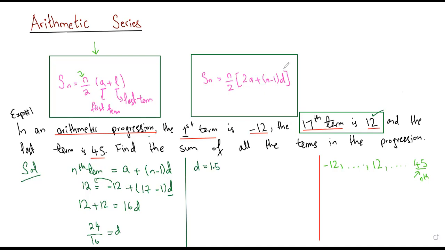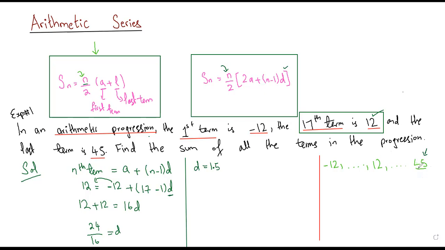And now we can use this formula as well, but we need n. We need n for both these formulas. And what would be n? N would be the last term. We need to see if the last term is the 19th term, the 20th term, the 50th term. We need to find that thing. So how would we do that?